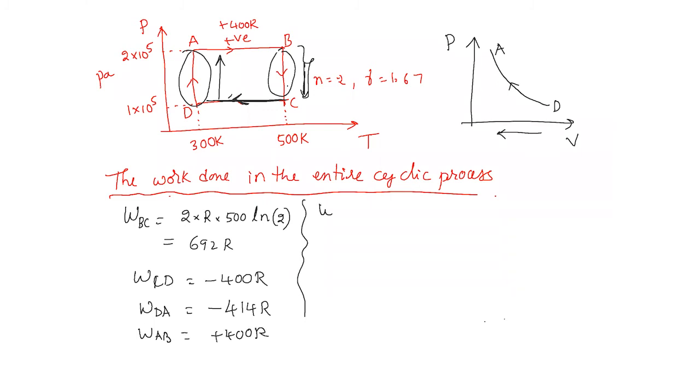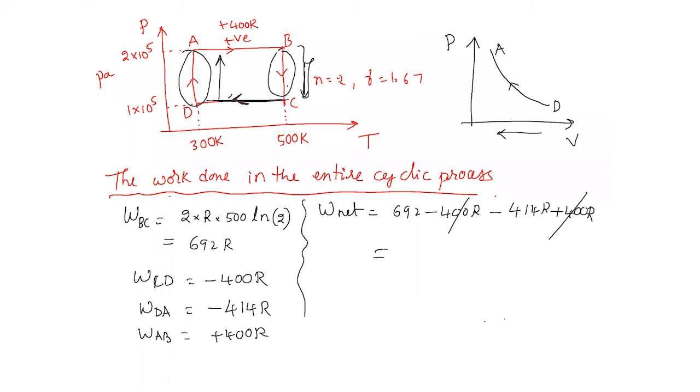So now what is the net amount of work done by the gas? 692 minus 400 R, minus 414 R, plus 400 R. So what will be cancelled here? This and this will be cancelled. 692 minus 414, how much? 272 or 278? Some are saying 278, 272, 276.